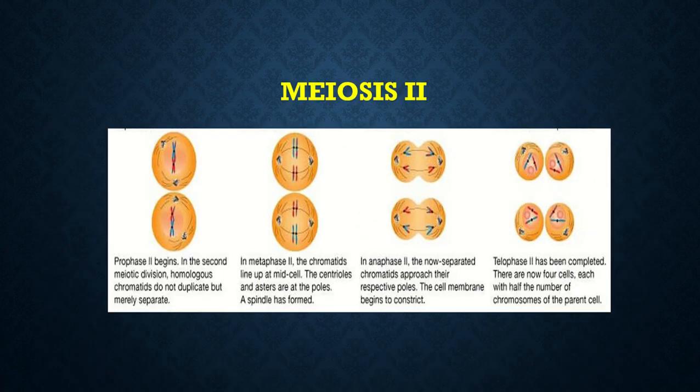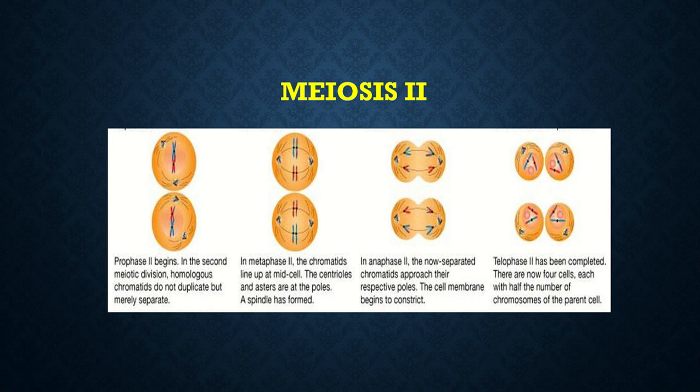Now coming to meiosis 2. The prophase 2 begins immediately after the termination of meiosis 1. In the second meiotic division, homologous chromatids do not duplicate but merely separate. This is very important to keep in mind. They do not duplicate but merely separate.